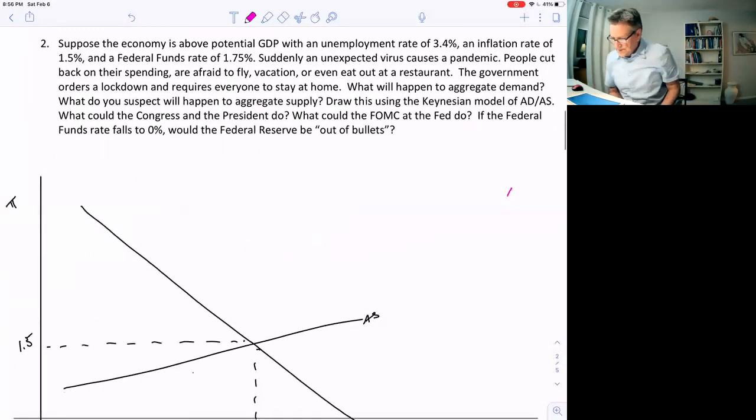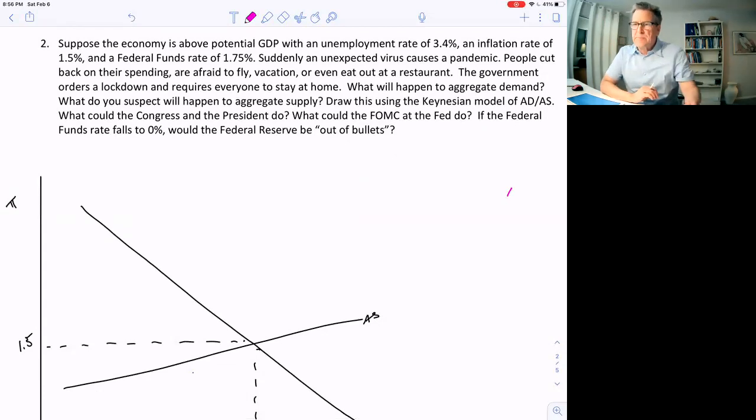Okay, next question. Suppose the economy is above potential, positive output gap, unemployment rate of 3.4%, very low unemployment rate, and inflation rate of only 1.5%. Very low, maybe even too low. Federal Reserve would like to have it higher than that. Federal funds rate of 1.75%.